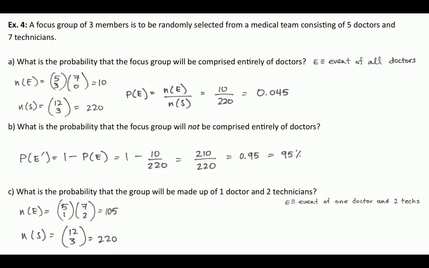The number of ways that we could choose 3 people from a group of 12 is our denominator, and that's just 12 choose 3, so we get the same 220. The probability of this happening is 105 over 220, so 47.7%. The group will be made up of 1 doctor and 2 technicians.